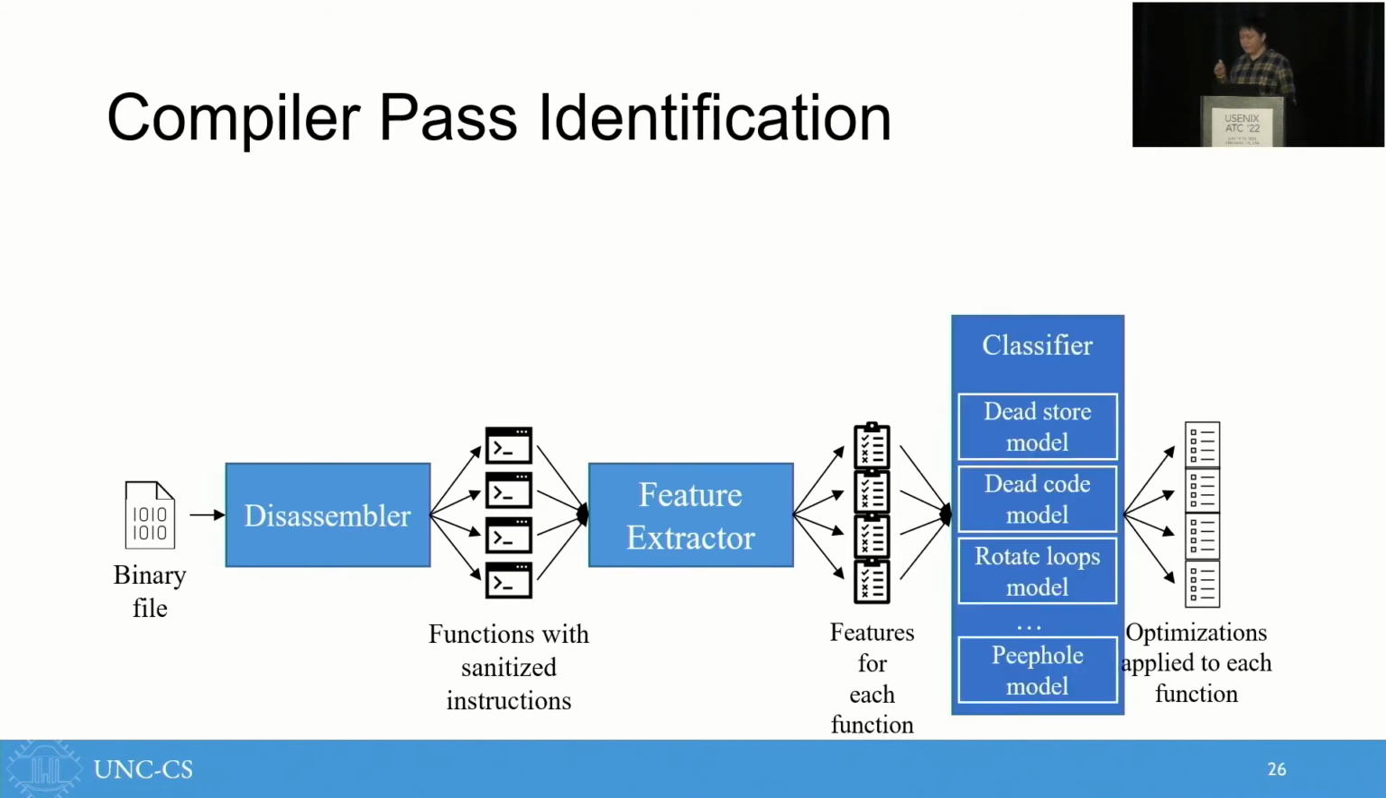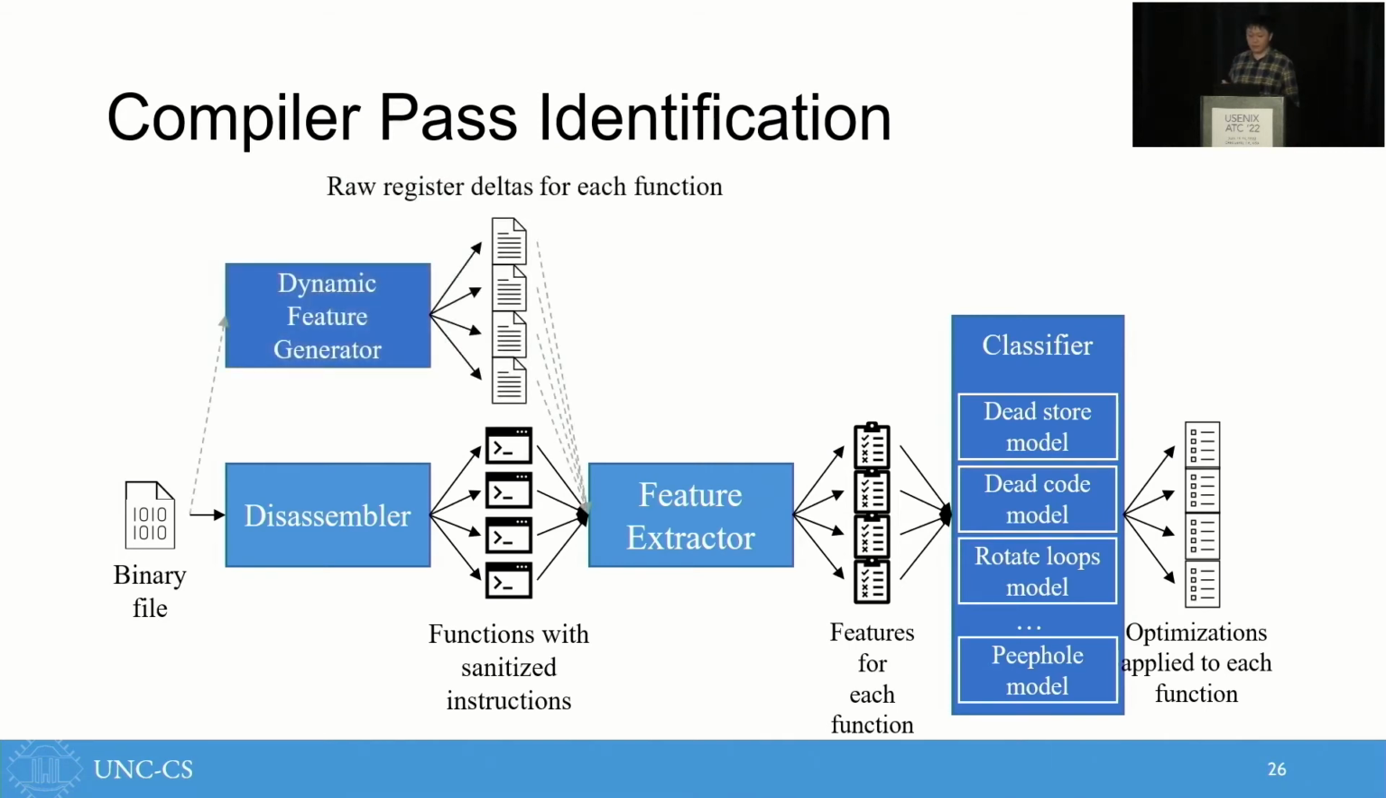First, we modified our single LightGBM classifier into a multi-label classifier that includes a LightGBM model for each compiler pass. And we also added optional support for a dynamic feature generator, where we utilize a symbolic execution tool and force execute every function to extract the register deltas.